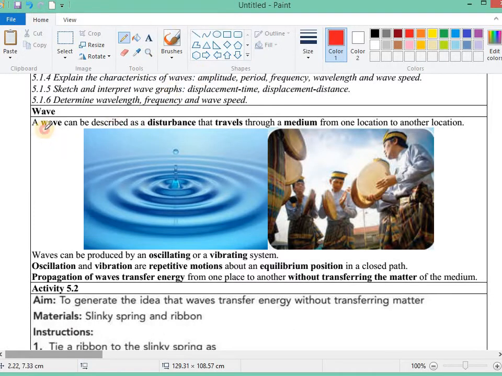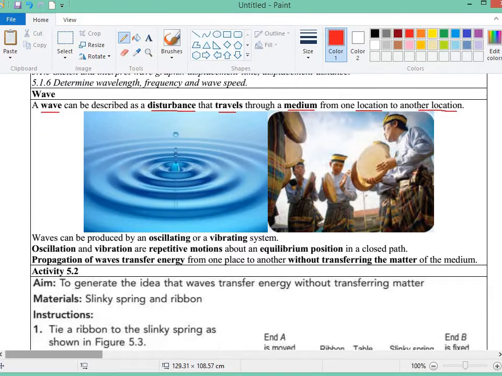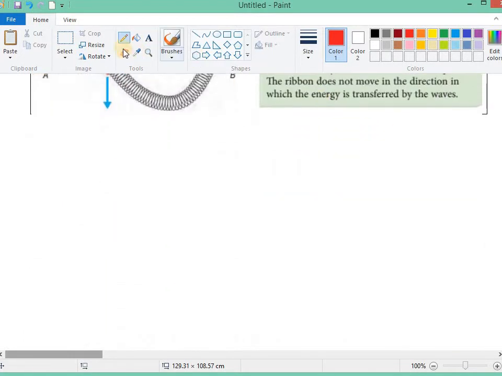Okay, so first thing we need to understand is what is a wave. A wave can be described as a disturbance that travels through a medium from one location to another location. So for example, water. Water is the medium.